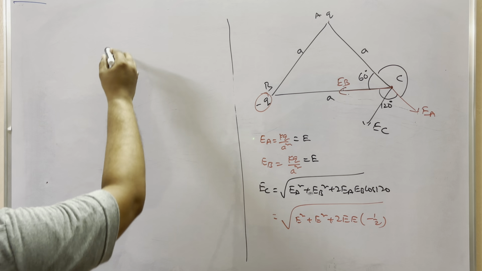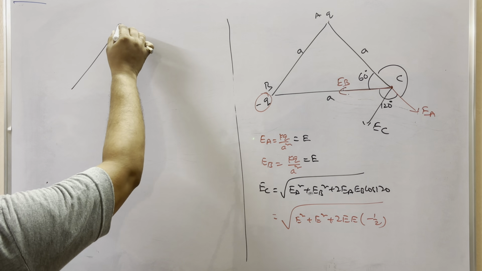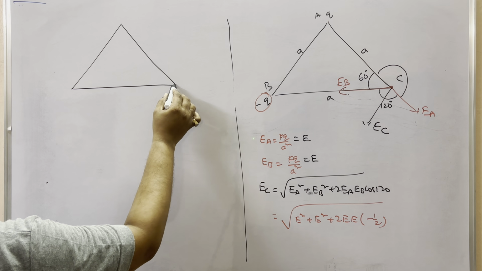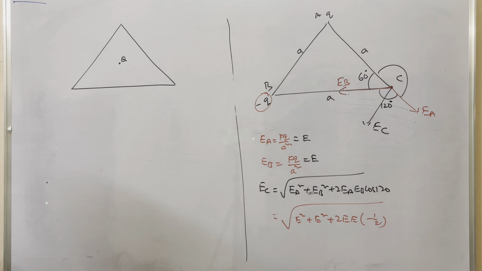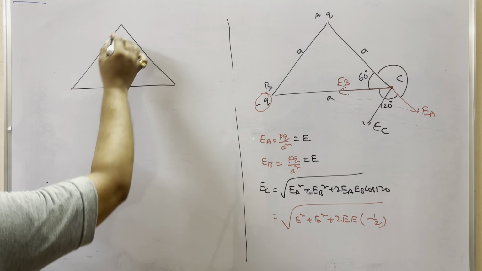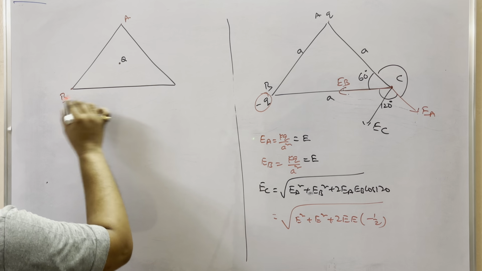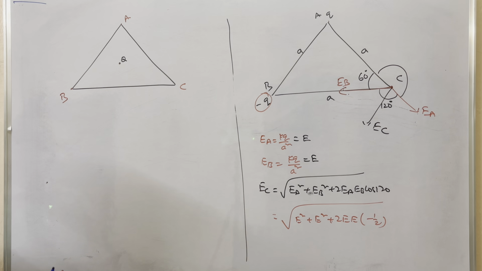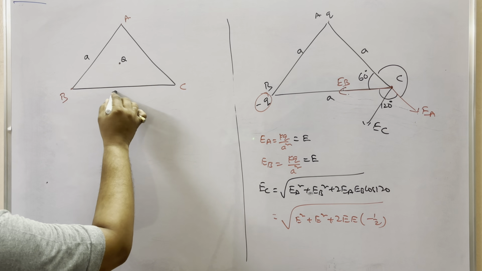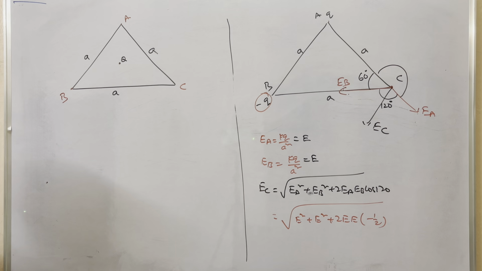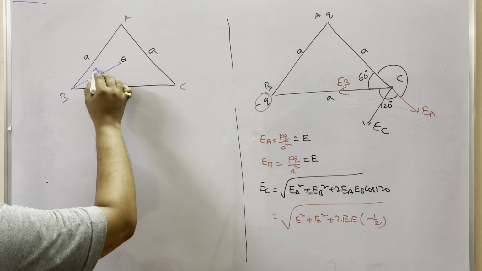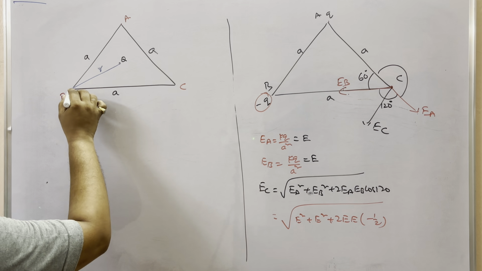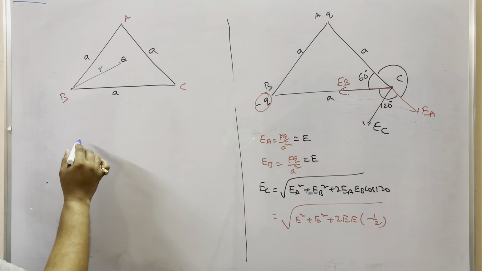Next, same like this, they will give a triangle. Now they are placing a charge at the center of the triangle. Find the resultant electric field intensity at any one of the corners, they will ask. This is an equilateral triangle. At corner means from here to here. So what is the distance? Any one of the corners.